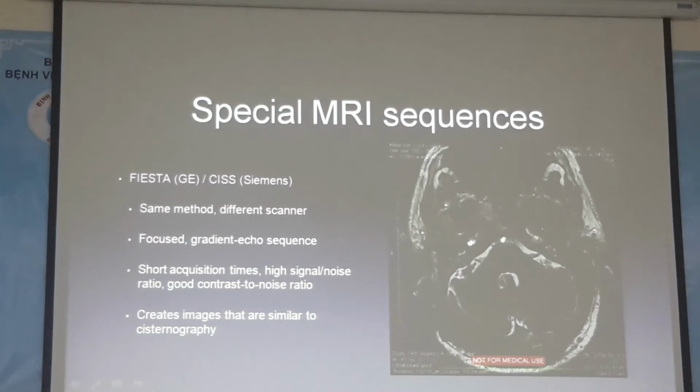So in the past, we would have to do cisternography, where you would inject contrast material into the cisterns to get contrast type images like this. Now we don't have to use contrast material, we can just use the MRI itself.